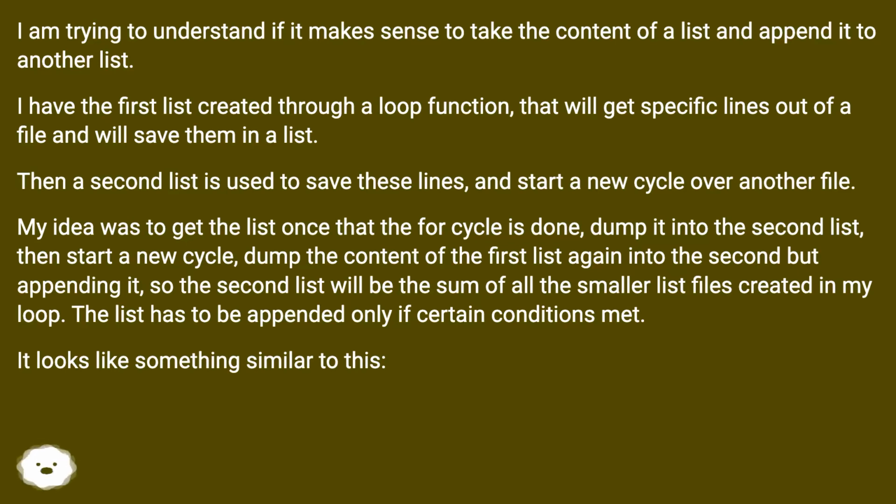My idea was to get the list once that the for cycle is done, dump it into the second list, then start a new cycle, dump the content of the first list again into the second but appending it. So the second list will be the sum of all the smaller list files created in my loop. The list has to be appended only if certain conditions are met. It looks like something similar to this.